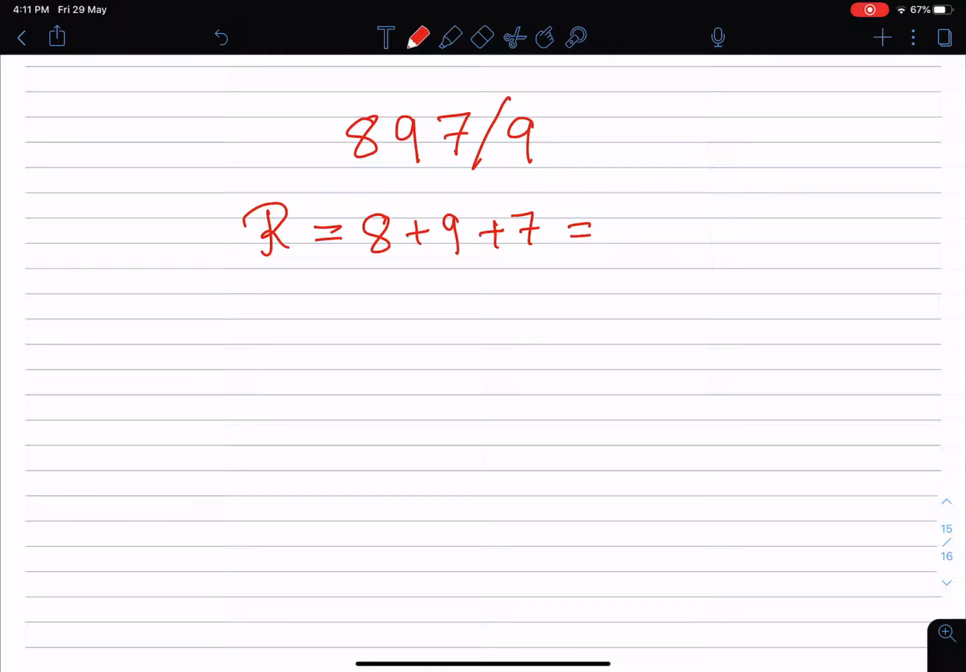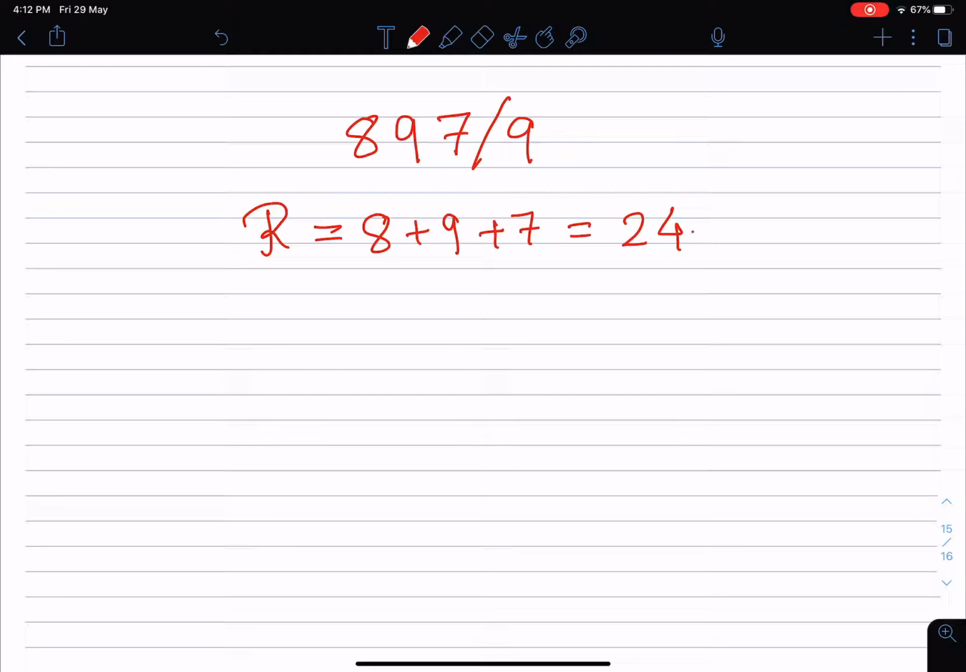Like I have a number 897, it's a very large number, and we have to divide by 9. In this case, first we are going to find my remainder, so it will be 8 plus 9 plus 7, and that will be equal to how much? It will be total 24, right?